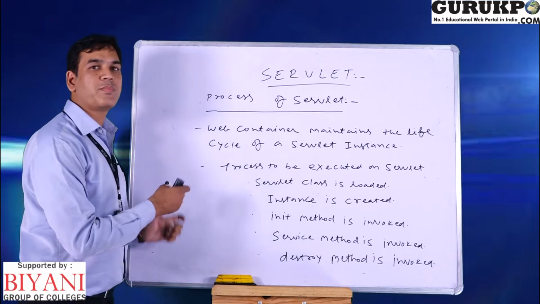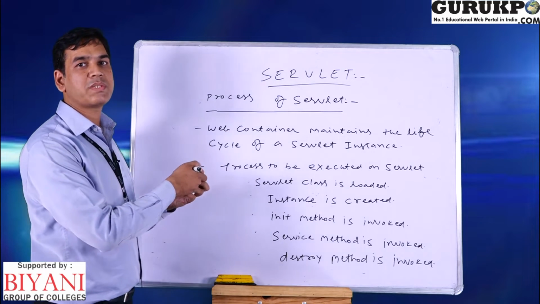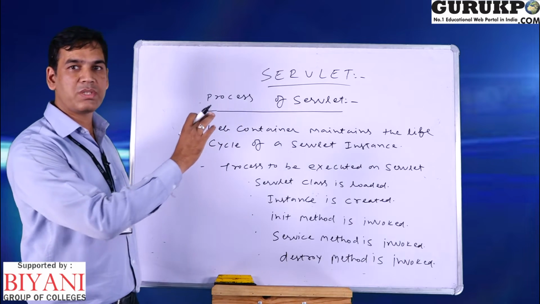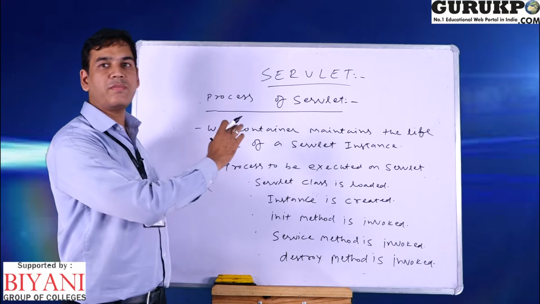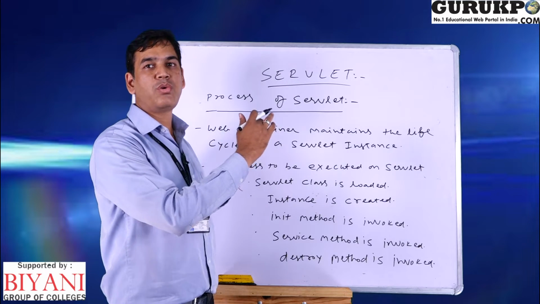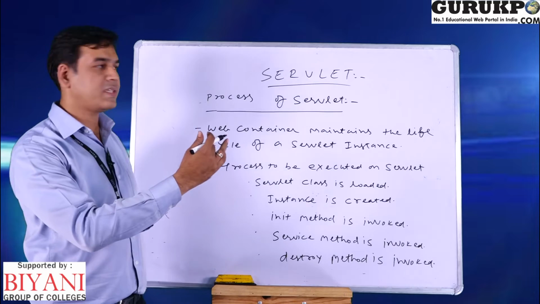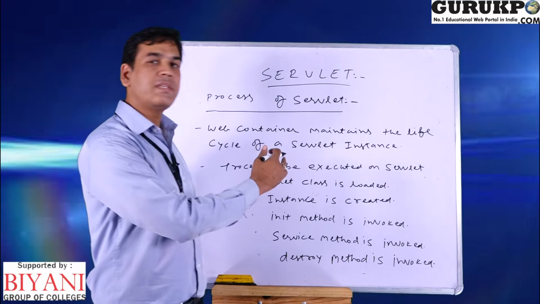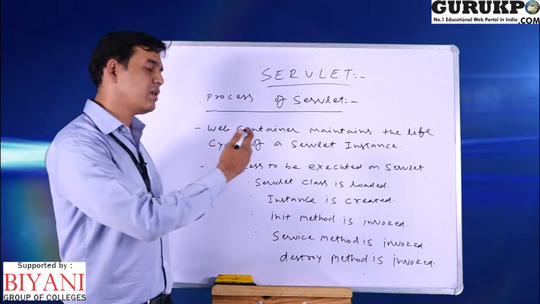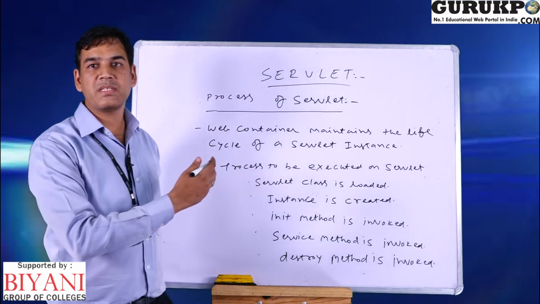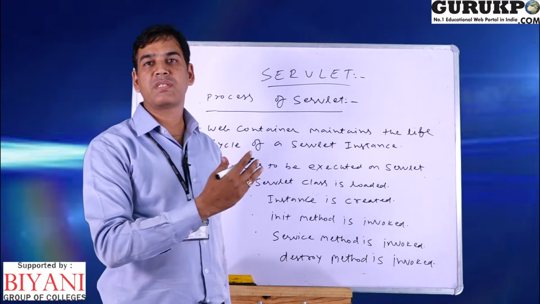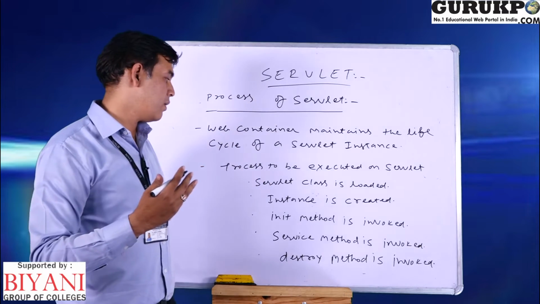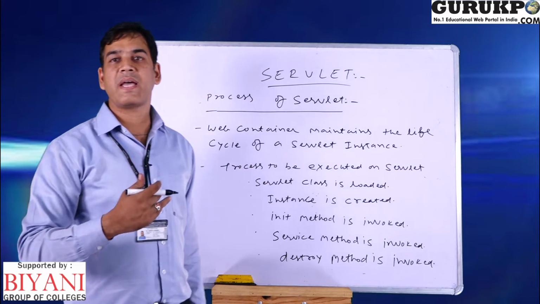Friends, let's discuss the process of a servlet, how a servlet can be processed. First of all, we must know about the web container, which web container we are using for the servlet. It maintains the life cycle of the servlet instance. So first we should know how the servlet instance is created. After that, the servlet is loaded, and then the instance is loaded into the init method. The init method is accessed only once in the servlet, so we cannot access the servlet init method many times. The service method is executed again and again.